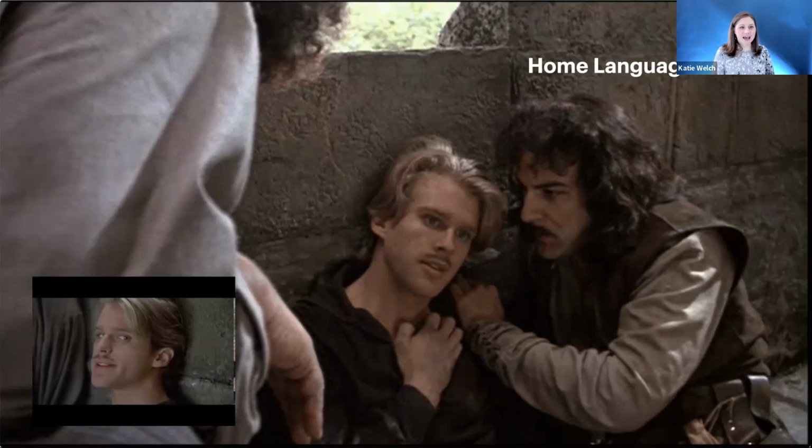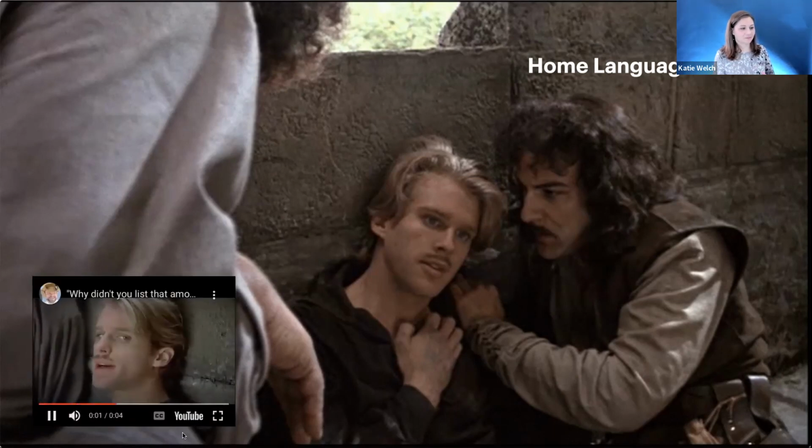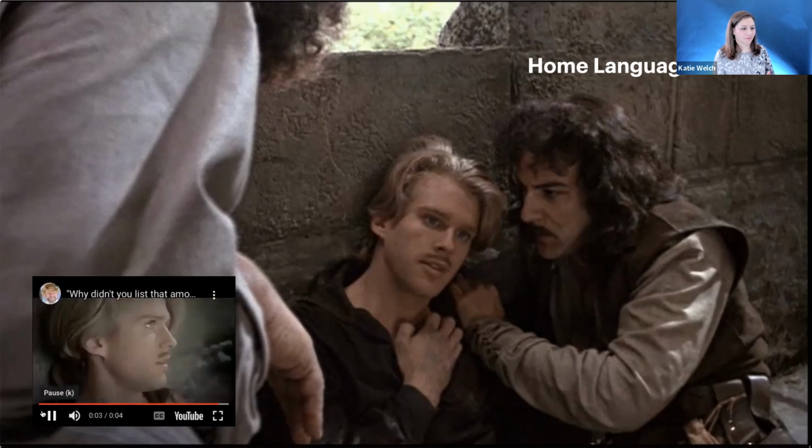And he asks, what are our assets? What do we have? And the other guys are saying, well, we really don't have anything. And he says, gosh, if only I had a wheelbarrow, if only I had a cloak. And Leslie says this famous line: why didn't you list that among our assets in the first place?